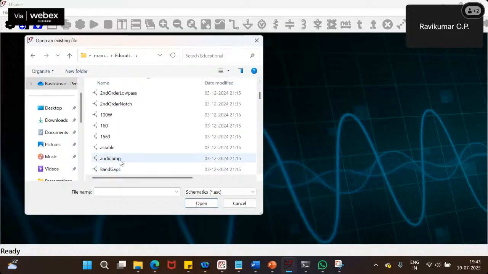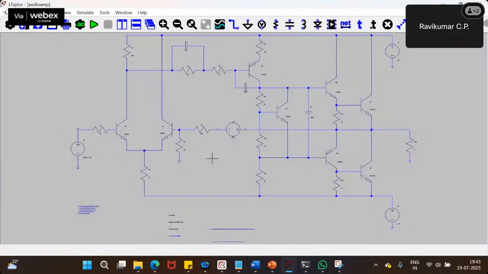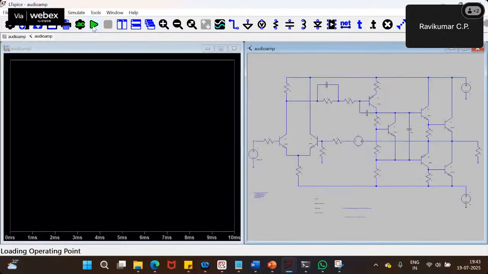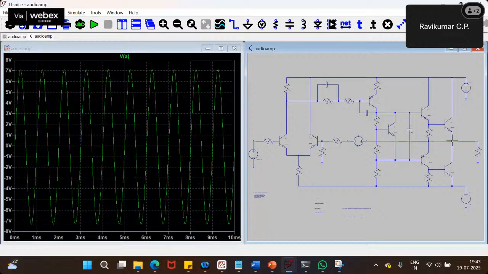Let us say there is some audio amplifier or something like that. So this is the circuit, right? Everything is already set up for you, so you don't have to work very hard. You can just simulate this circuit and then observe the waveforms at different points. Let us assume that this is the output. So look at the output waveform. It is the amplified output, I guess, right?